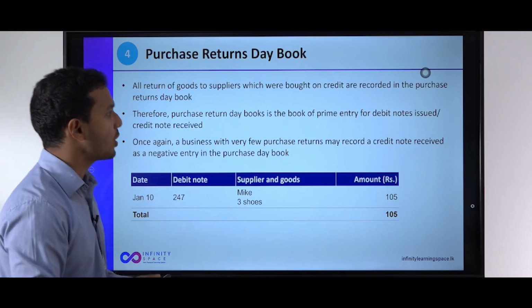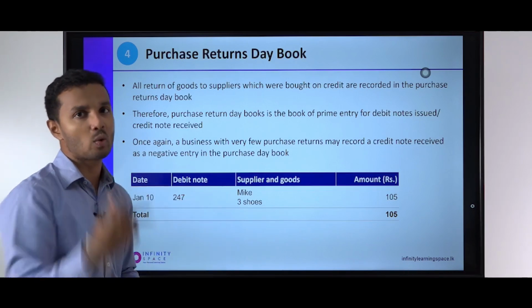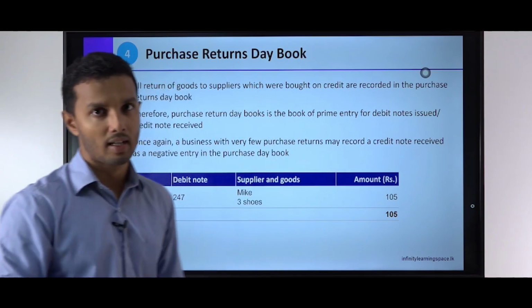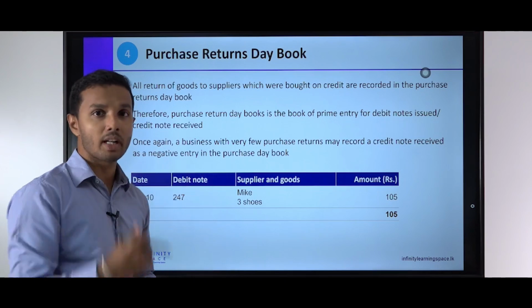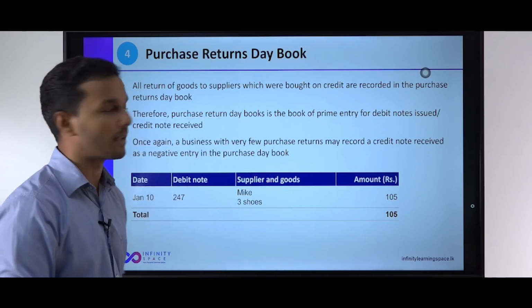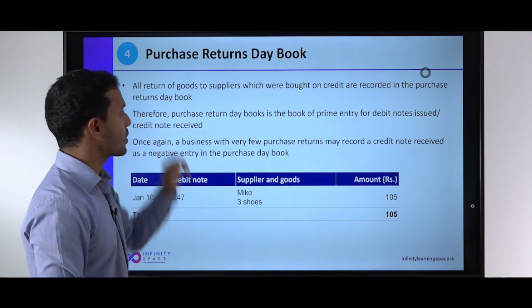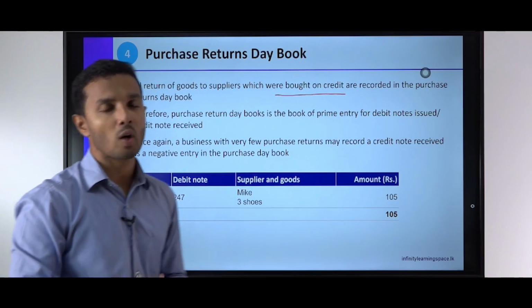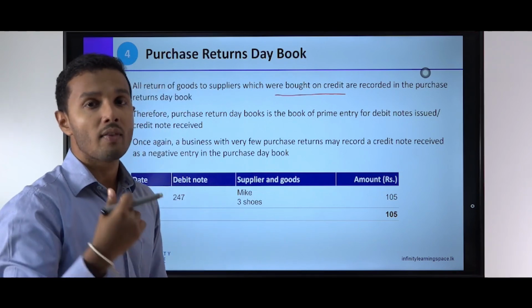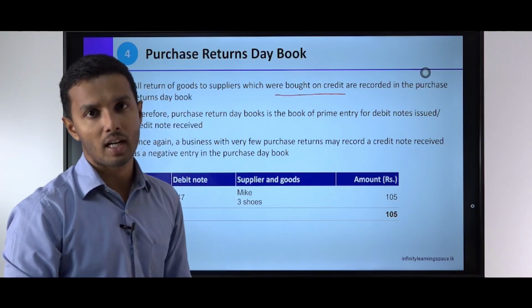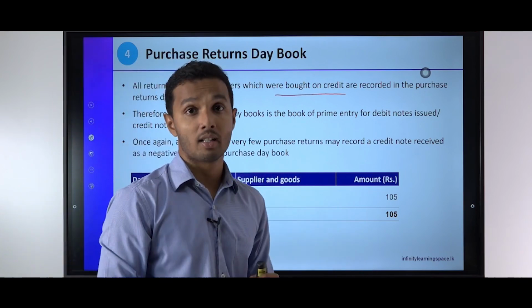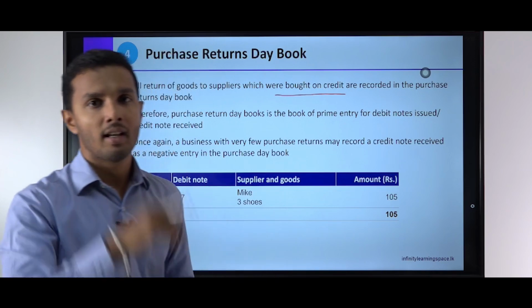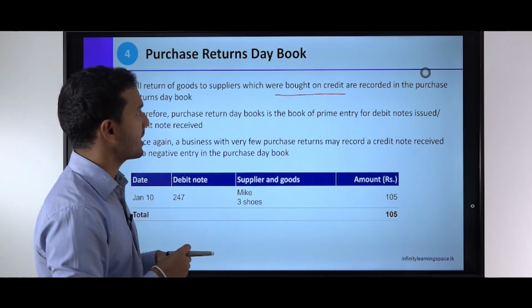Then purchase return day book. So the same way customers can return goods back to us, we can also return goods that we bought back to our supplier. So that's called a purchase return. What we purchased, we are returning. That's a purchase return. All return of goods to suppliers which were bought on credit. So here also in the purchase return day book, we are only recording return of goods that were bought on credit, right? So we have bought goods from a supplier on credit, and then later on we return them back to the suppliers. A transaction like that can be recorded in the purchase return day book.